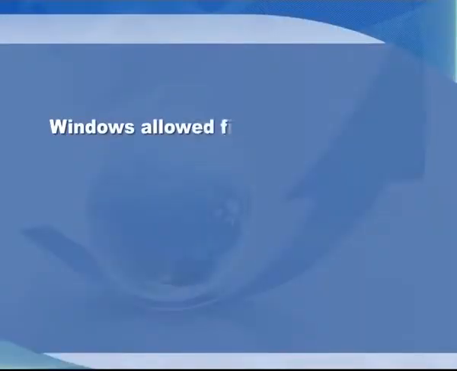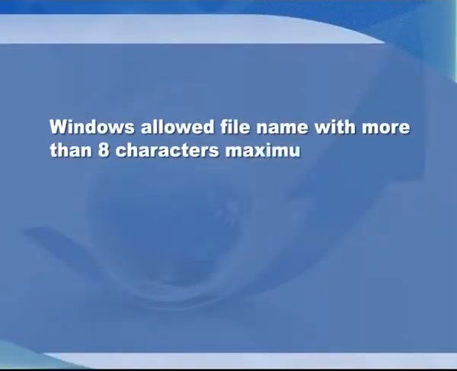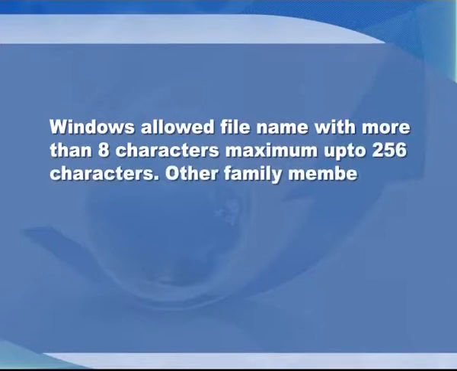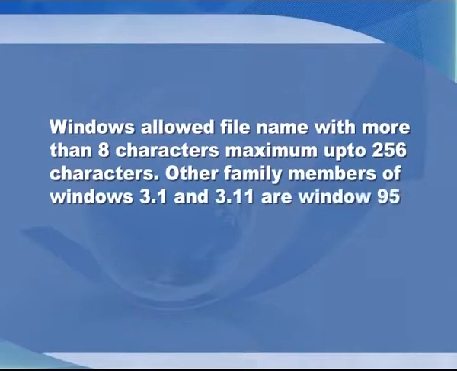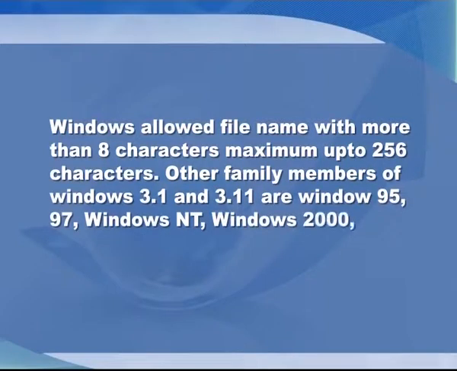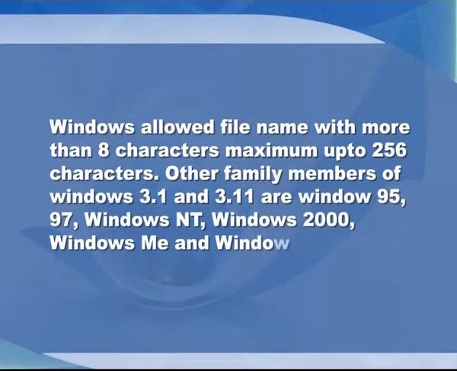Microsoft introduced an operating environment named Windows on November 20, 1985, as a graphical operating system shell for MS-DOS in response to the growing interest in graphical user interfaces, or GUI. Windows allowed file names with more than 8 characters, up to a maximum of 256 characters. Other family members of Windows 3.1 and 3.11 are Windows 95, 97, Windows NT, Windows 2000, Windows ME and Windows XP. The main features of Windows are an easy to use graphical user interface, device-independent graphics and multitasking support.